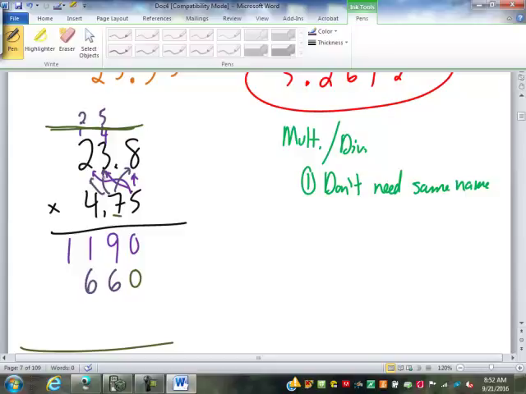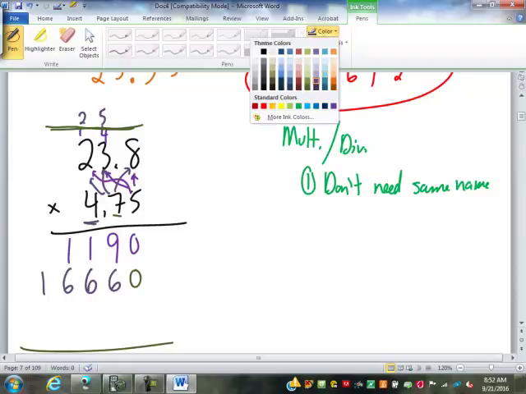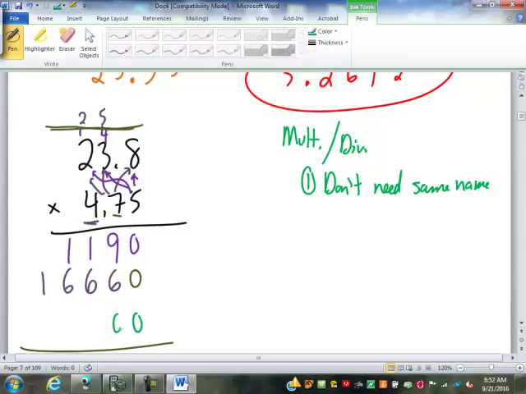7 times 2, 14 plus 2 is 16, so 6, carry over the 1. Now before we go to the 4, what do we have to do? 2 zeros over, because the 4 is 2 spots over from the right.